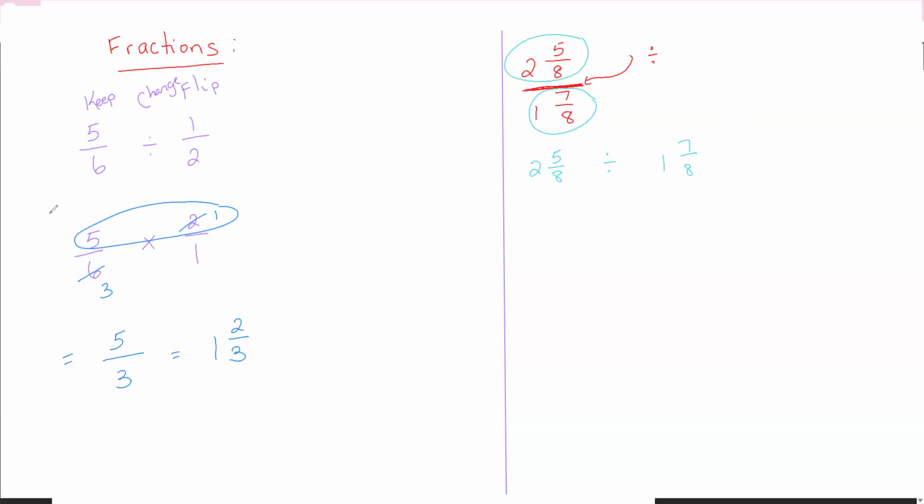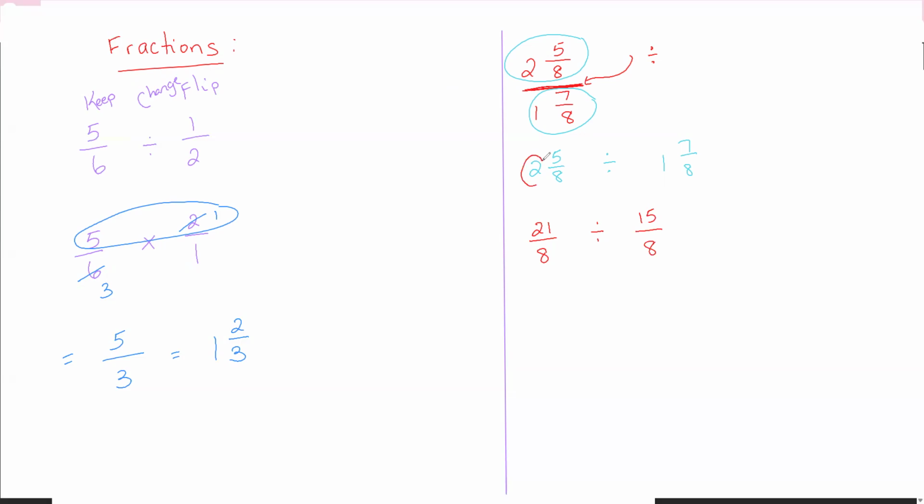So first up, you get rid of all of your mixed numbers. So you multiply the whole number by the denominator and then add the numerator. So 8 2s, that's 16. Add 5, 16, 17, 18, 19, 20, 21 over 8. 1 8 is 8. Add 7, 8, 9, 10, 11, 12, 13, 14, 15 over 8.